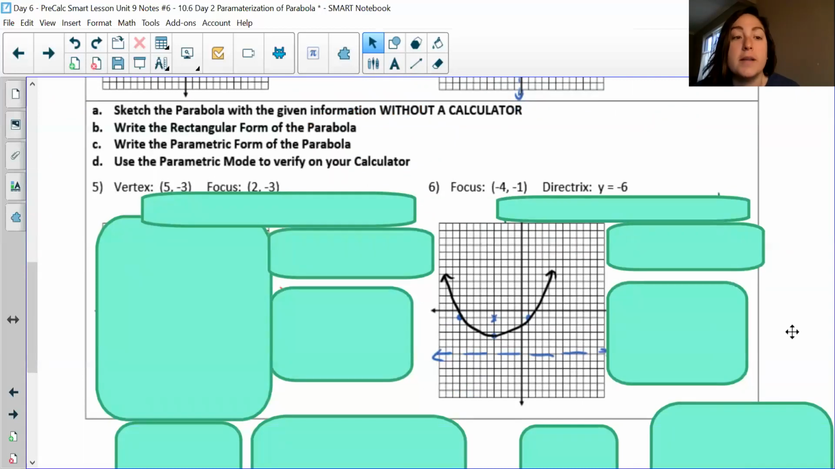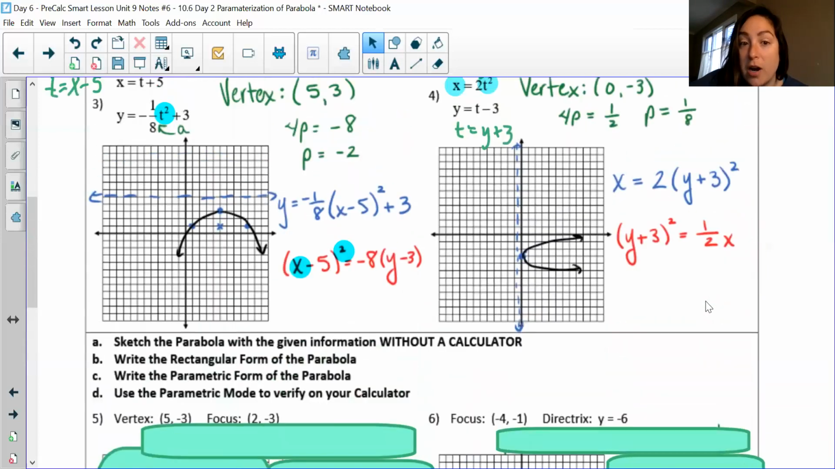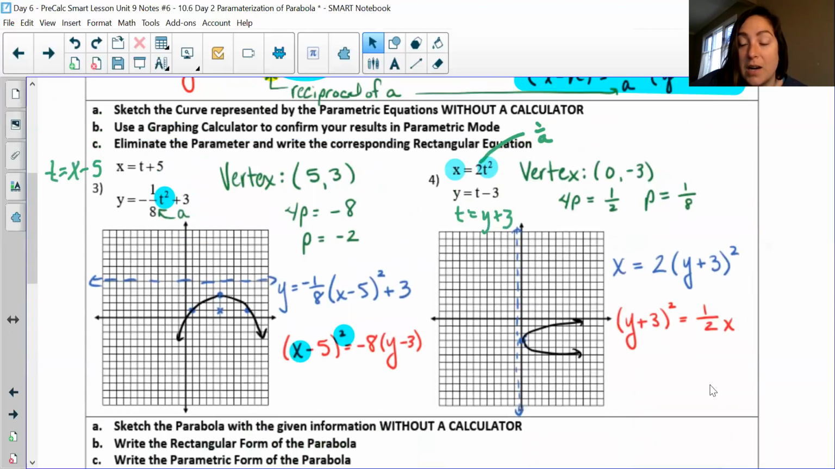All right, our next examples. Sketch the parabola with the given information without a calculator. Oh, sorry, I totally forgot to check everything in our calculator. So let me stop the share.